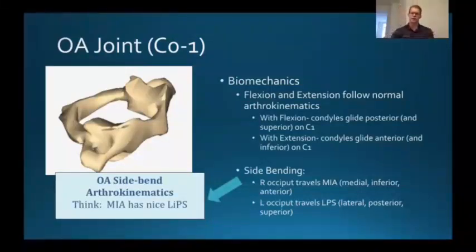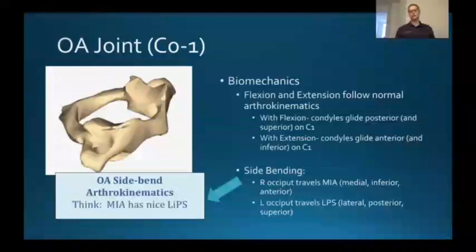The difference here, and this is a very important distinction, is that side bending is completely different than OA flexion and extension. And this only applies to the C0, C1 joint. It doesn't apply to C1, C2, or the lower cervical spine, only at the OA joint. With right cervical side bending, the right occiput is going to travel by the acronym MIA and LIP. So just a small upper cervical side bend to the right: the right side is going to go medial, inferior, and anterior, and then the left side is going to go lateral, posterior, and superior.